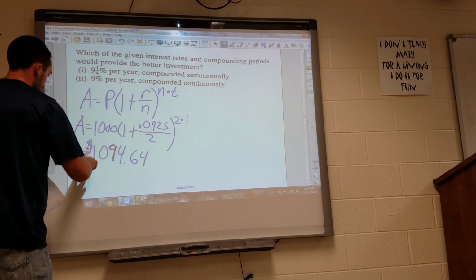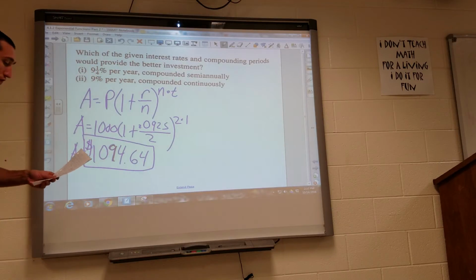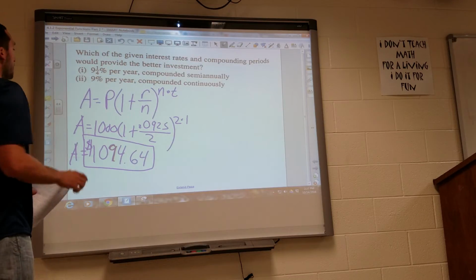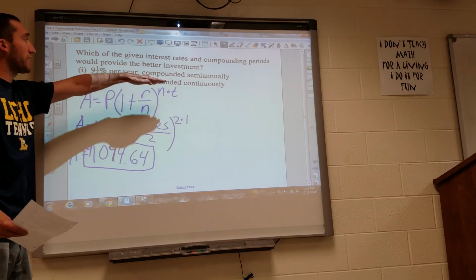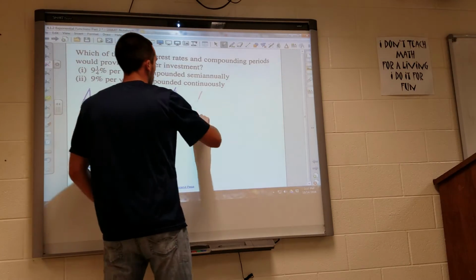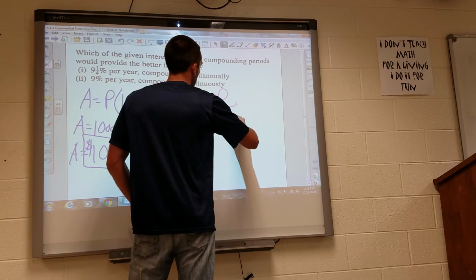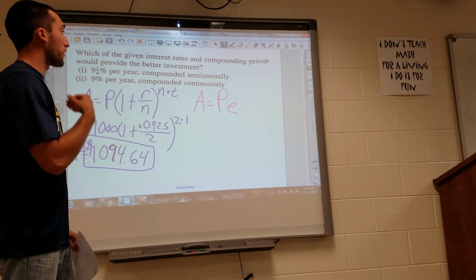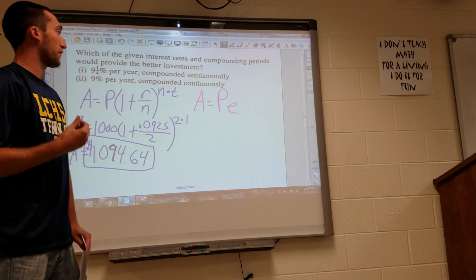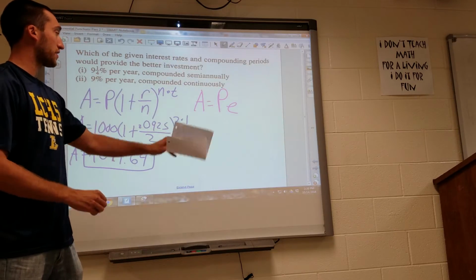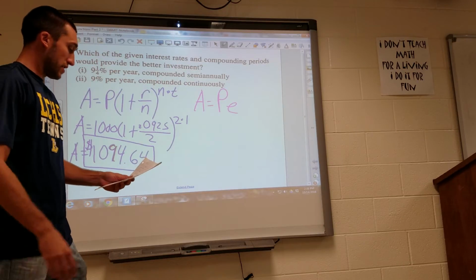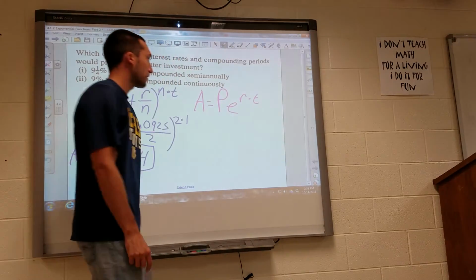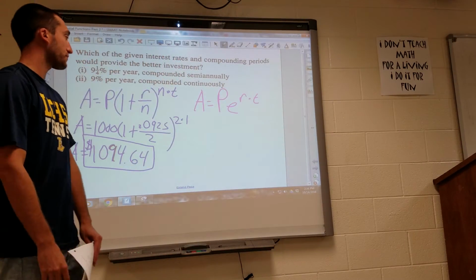$1,094.64. So that's if you compound it semi-annually at 9.25%. The other, now, we're at 9% compounding continuously. So that's where A equals P times the mathematical constant e, so that's the e I was telling you about in the first lesson, the first part of 4.1. That's the mathematical constant e, so just a number. And then e raised to the rate times how long we're going to let that money sit.